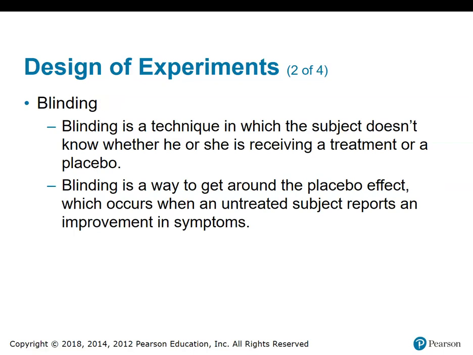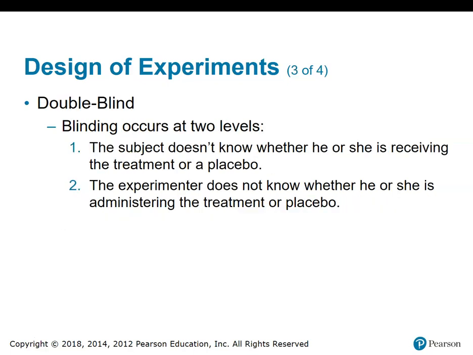Blinding is a technique in which the subject doesn't know whether he or she is receiving a treatment or a placebo. Blinding is a way to get around the placebo effect. Double blind is when also the experimenter doesn't know.